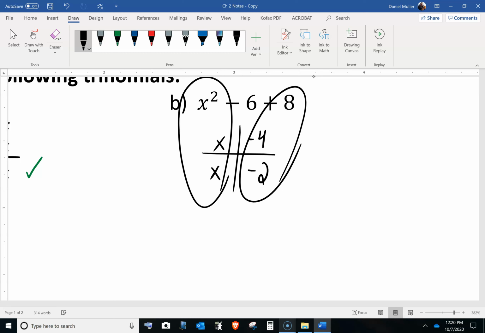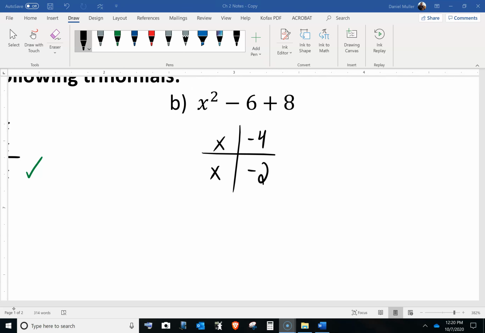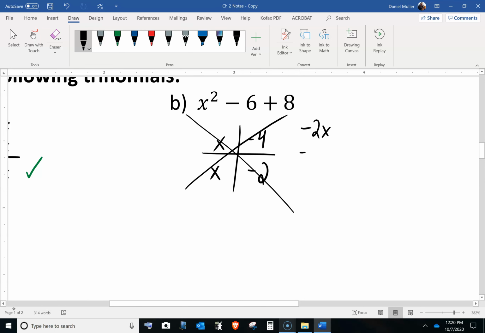So that is preserved. And now all I have to do is, well, try to erase this. Try to multiply the diagonals. So that's going to be a negative 2x. This diagonal, x times negative 4, is a negative 4x. And if I were to add those, negative 2 plus negative 4, those are like terms, and I would have a negative 6x, which is my middle term.